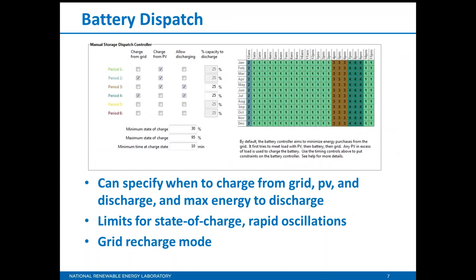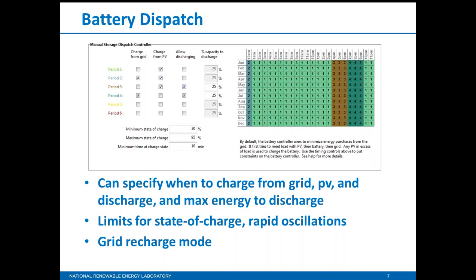So the manual dispatch controller that we have in SAM allows you to schedule, based on the time of day and also the month, whether you want to charge from the grid, whether you want to allow charging from excess PV, if you want to allow discharging of the battery, and then how much capacity of the battery you want to discharge over that time period. With this kind of controller, you can set up fairly detailed control strategies that will allow you to tailor the dispatch.